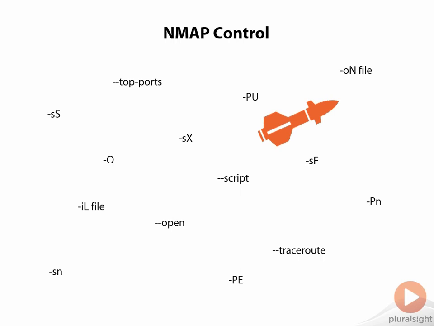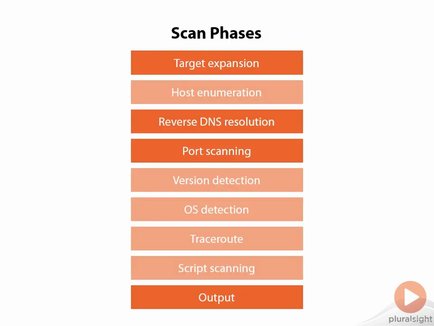In this module, we'll start to learn about Nmap's options and the power they provide to us to control Nmap and have it do our bidding. The major phases of Nmap's operation are listed here. We'll be talking about each one of these throughout the course, but in this module we want to focus on target expansion, reverse DNS resolution, port scanning, but only as it pertains to specifying the target ports, and output.